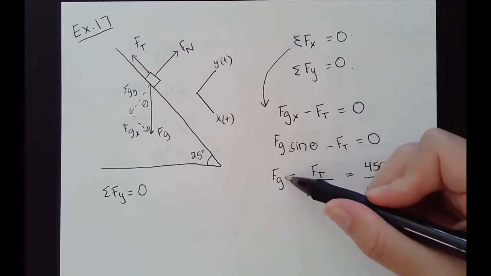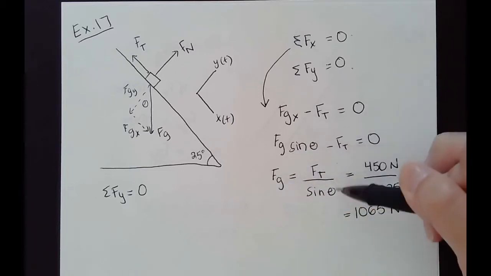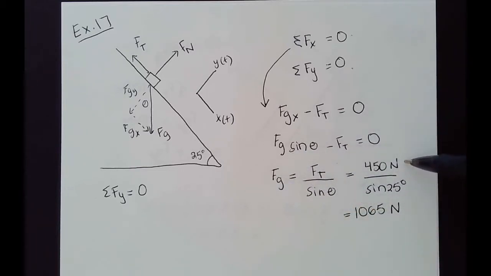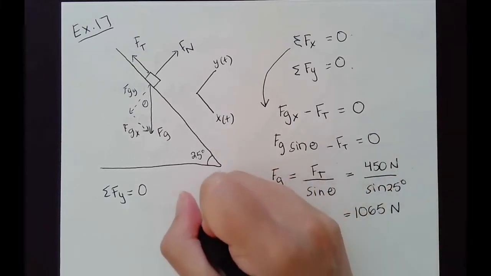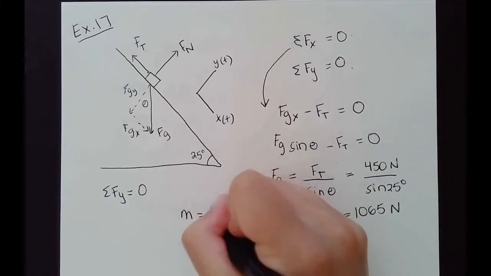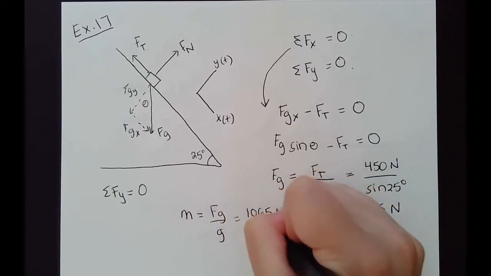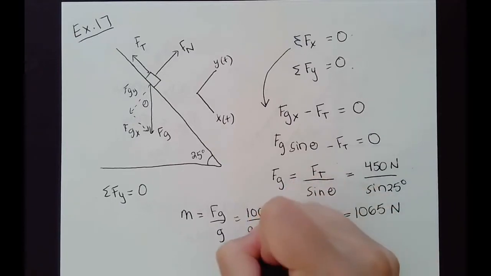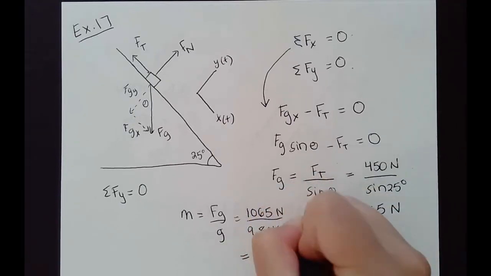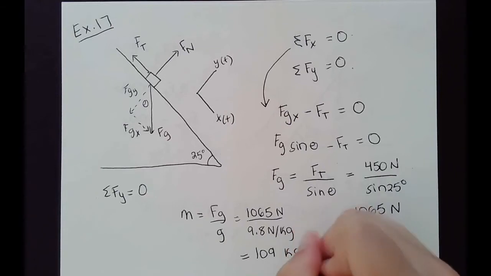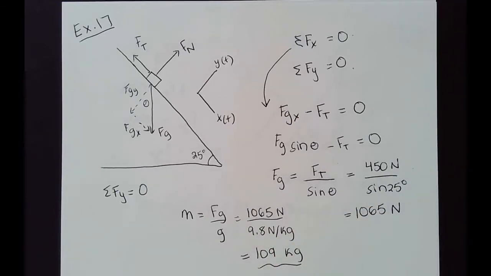So first we can find the force of gravity. It will be Ft over sine theta, 450 newtons divided by sine 25, which is 1,065 newtons. And then to find the mass, we can do Fg over g, just dividing by g here, 1,065 newtons divided by 9.8 newtons per kilogram, to get 109 kilograms as the mass of the object.